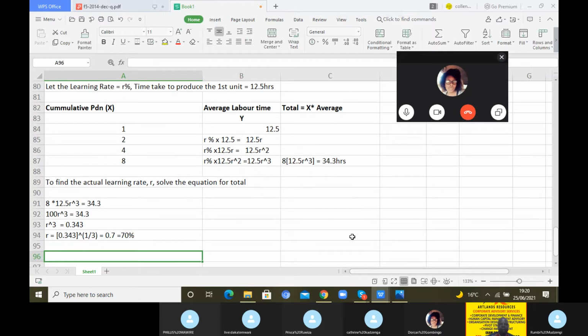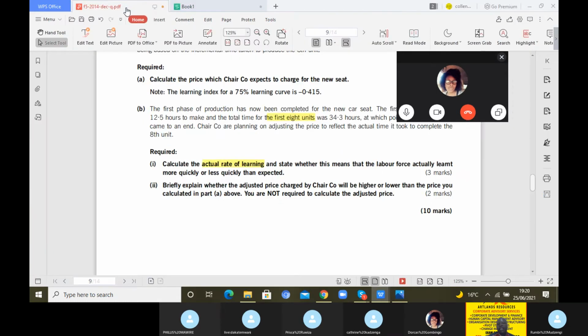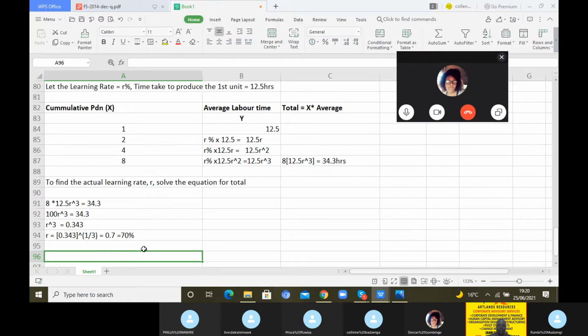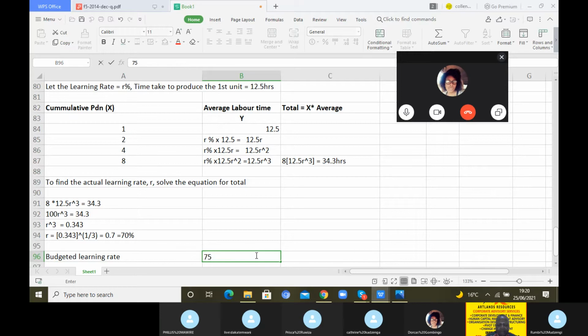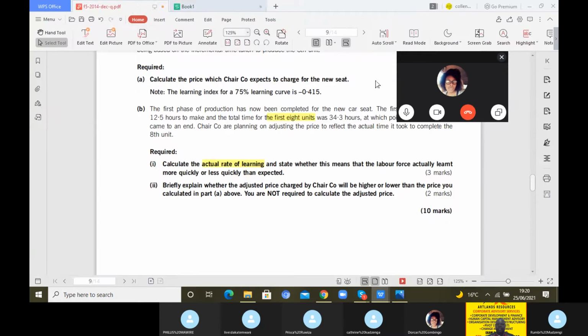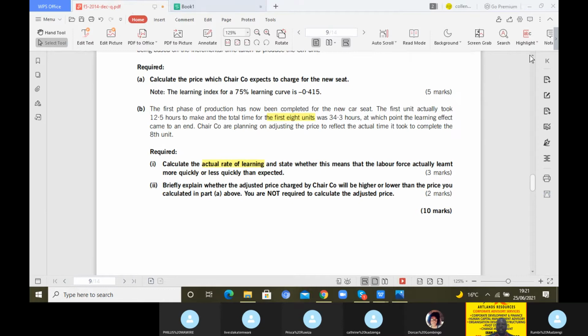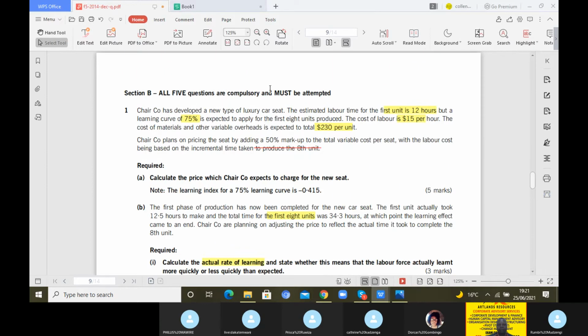Now the question was, calculate the actual learning rate. So we now have 70%, and then they are saying state whether this means the labor force actually learned more quickly or less quickly than expected. Remember, we had a budgeted learning rate. The budgeted learning rate was 75%. It's given in the question here. And then the actual learning rate.